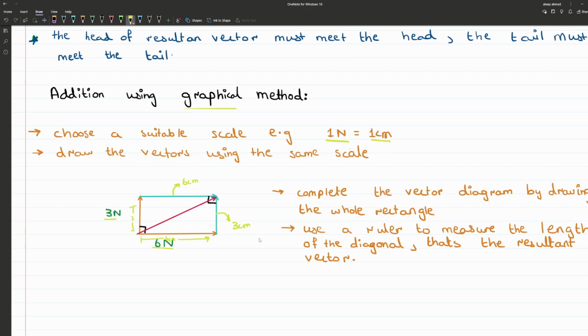The final thing that you want to do is use a ruler to measure the length of the diagonal and that will be your resultant vector. So you're going to make a diagonal between this rectangle, and this diagonal is going to be your resultant vector. You can use a scale to measure this diagonal. So for example, I'm not saying that this is accurate, but if you measure it using a scale and it comes out to be, for example, 8 centimeters, using your scale, you know that 1 Newton is equal to 1 centimeter. So if I've got 8 centimeters, this will most probably be 8 Newtons.